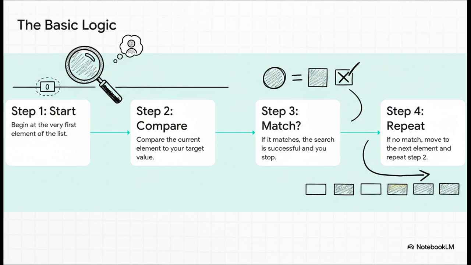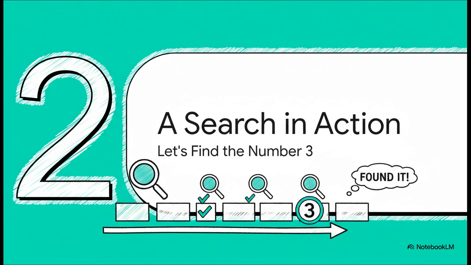It's so simple. You just start at the first position. You ask, is this what I'm looking for? If it is, great, you're done. If not, you just move to the next position and ask the same question all over again. Okay, theory is one thing, but seeing this in action is where it really clicks. So let's trace the steps with a quick example. Our mission, should we choose to accept it, is to find the number 3.